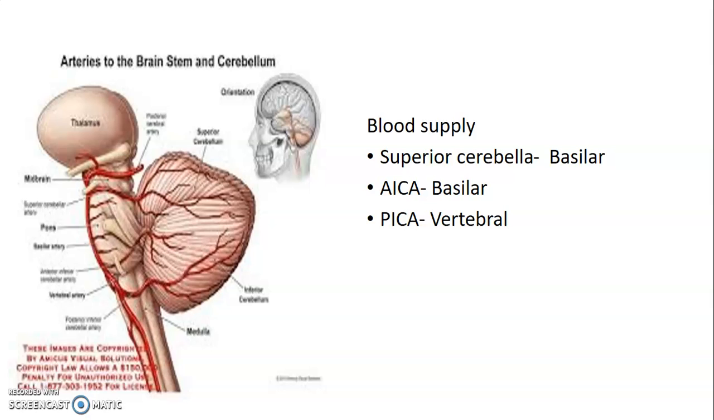The blood supply to the cerebellum is by different blood vessels. So we have the superior cerebellar artery from the basilar, the anterior inferior cerebellar artery that's also from the basilar, as well as the posterior inferior cerebellar artery. This diagram just shows you, this is the basilar artery, and you have the posterior inferior cerebellar coming from the vertebral artery, the anterior inferior cerebellar from the basilar, and you have the superior cerebellar from the basilar.